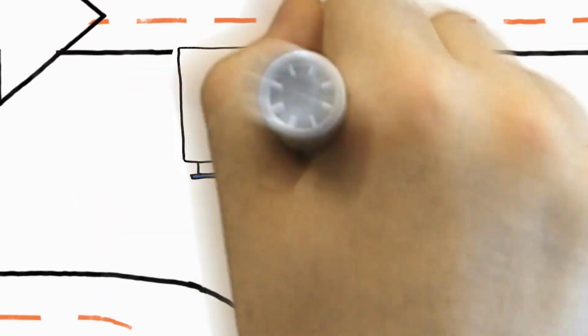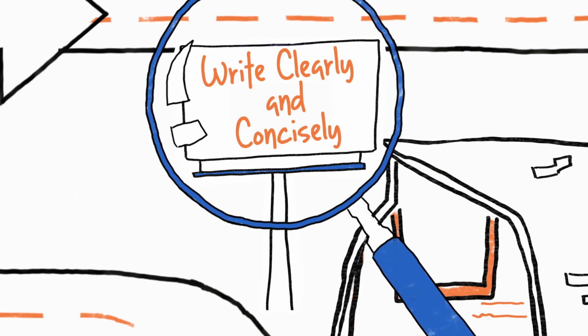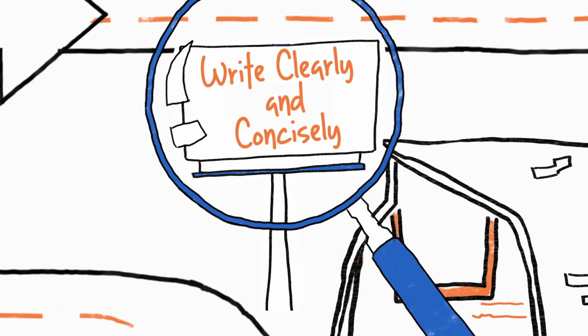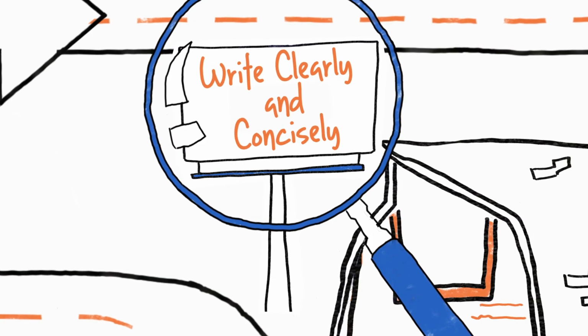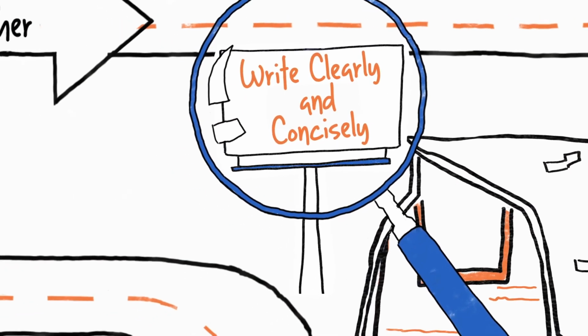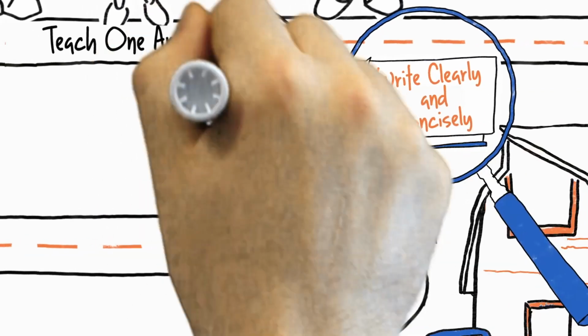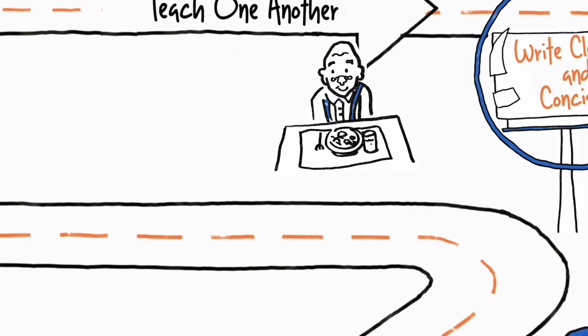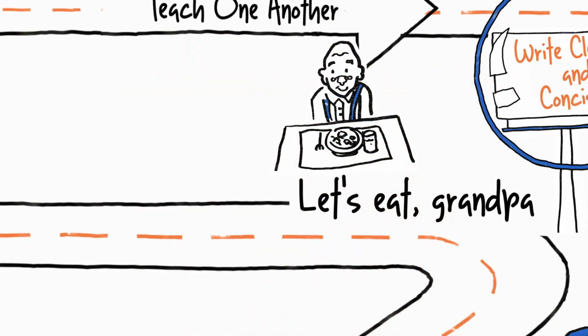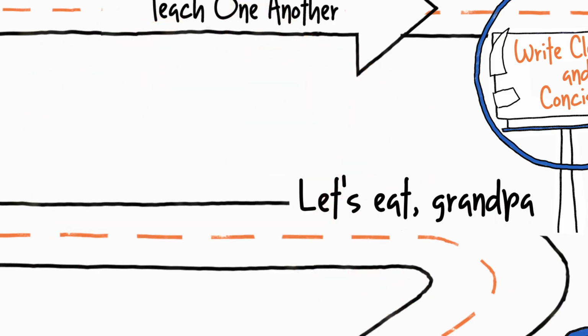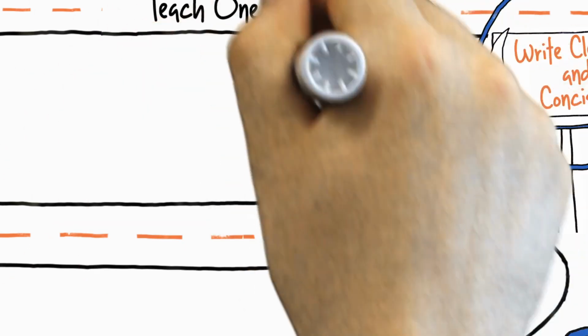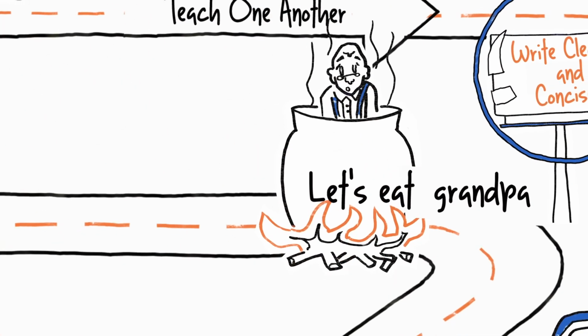Write clearly and concisely. Because you can't see or hear one another in online discussions, you've got to be clear and concise in order to get your meaning across without smiling, eye contact, hand gestures, and other body language. Check your grammar and punctuation. A missing comma can make a big difference. For example, let's eat, Grandpa, or let's eat Grandpa.